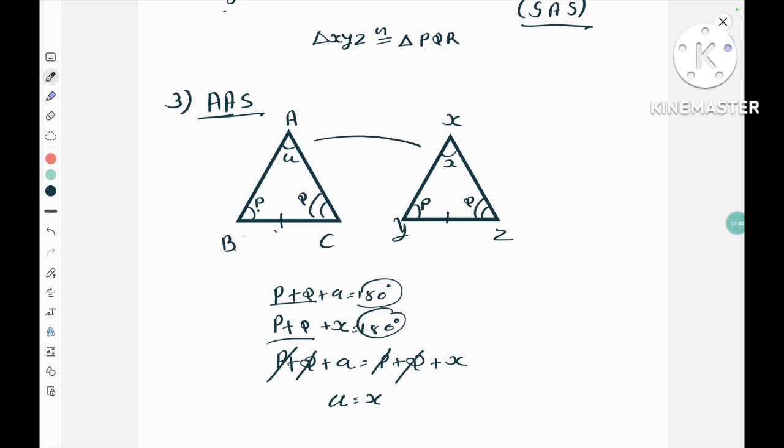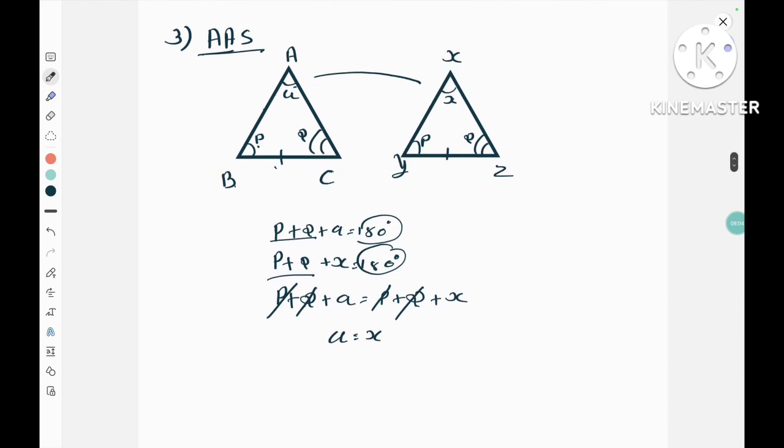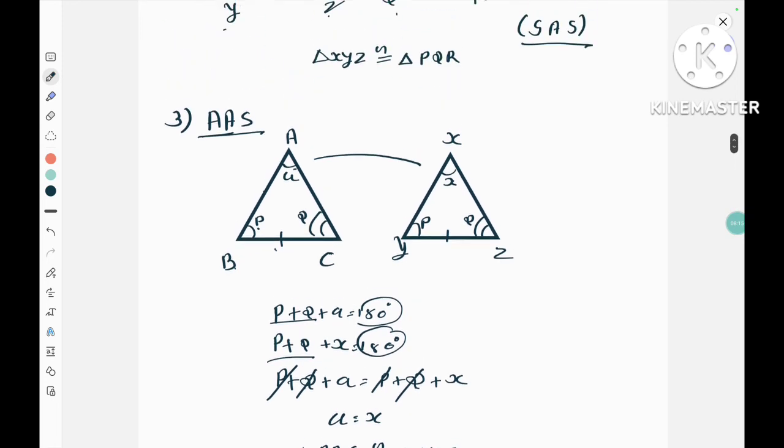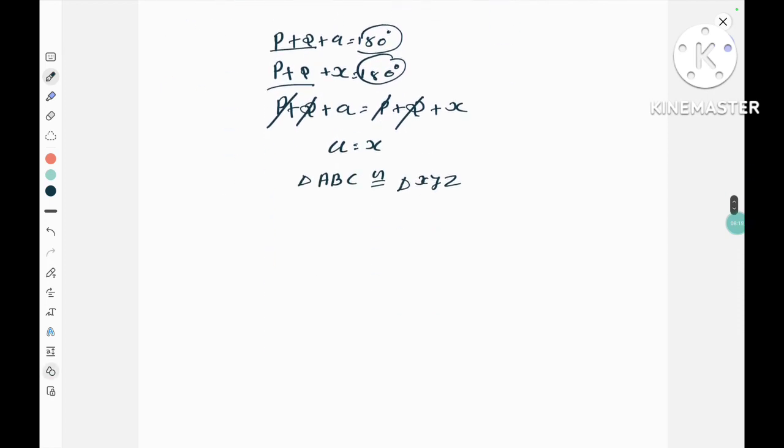So what happened? If these two angles are congruent, then automatically the third angle is congruent. So in that case, we need any one side congruent and two angles. Then the third angle automatically becomes congruent, and automatically the rest of the two sides are also congruent. So in that case we could write triangle ABC is congruent to triangle XYZ. Okay, let's move on to the last property.